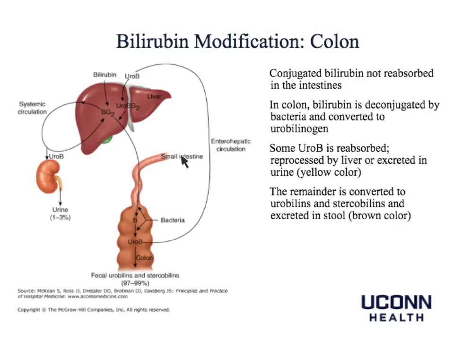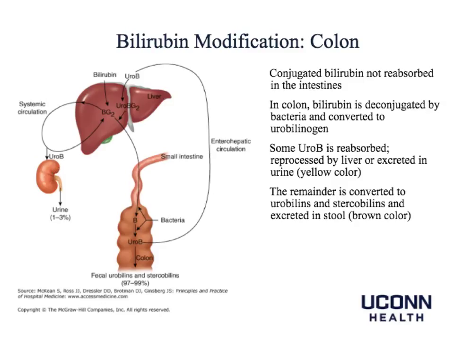Conjugated bilirubin is not reabsorbed by the small intestine. However, once it reaches the colon, bilirubin is deconjugated by bacterial enzymes and converted to a compound known as urobilinogen. Some of that urobilinogen can then be reabsorbed and redelivered to the liver, where it may be secreted once again into the bile. Some of it, however, may reach the systemic circulation and can be excreted by the kidney.